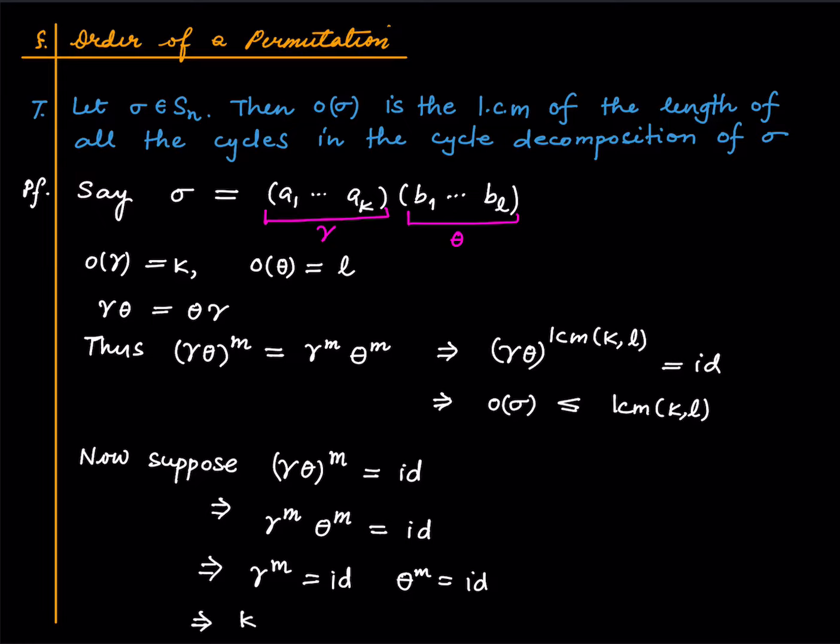And this implies k divides m and L divides m, which implies m is at least the LCM of k and L. And putting these two things together, we get that the order of sigma is the LCM of k and L. And you can generalize for an arbitrary product of cycles. Okay, so that's very nice.